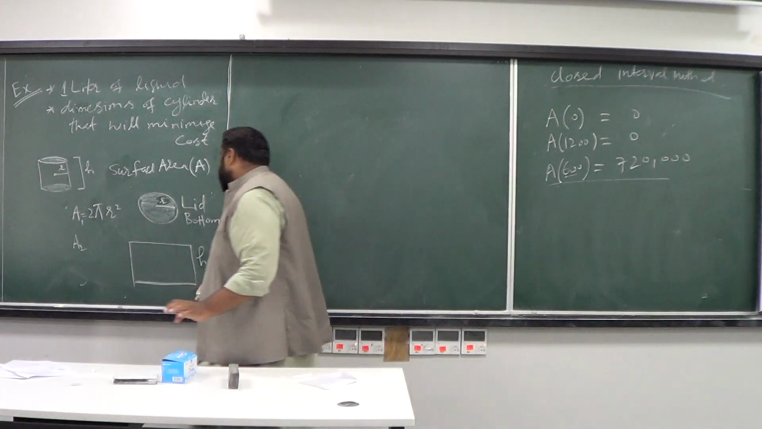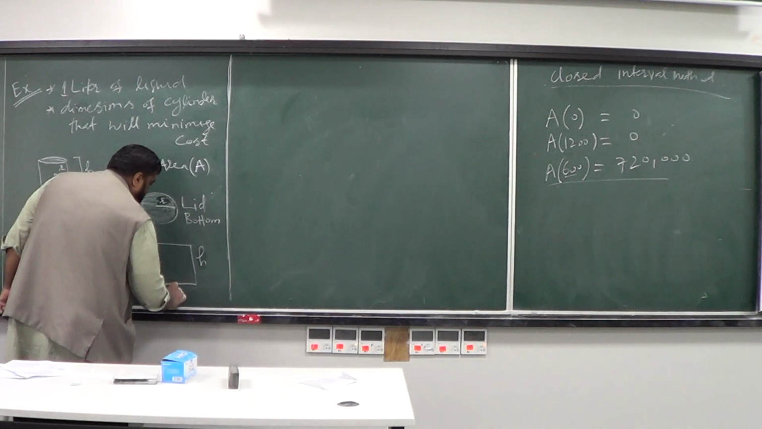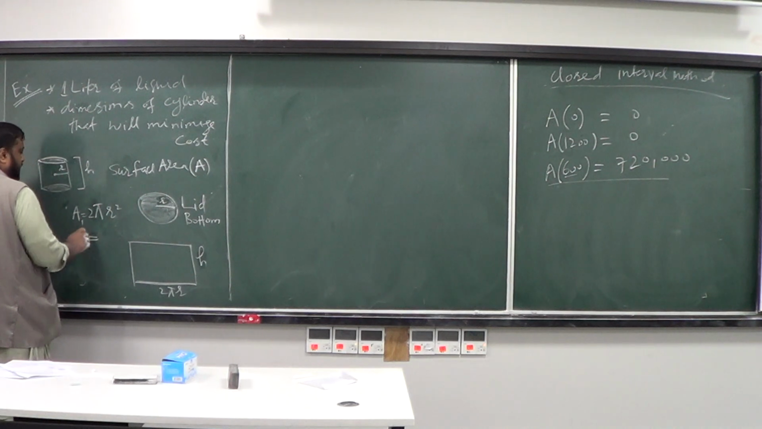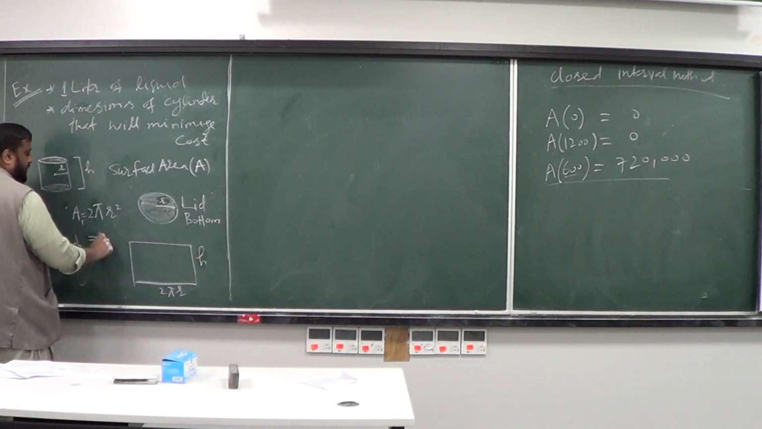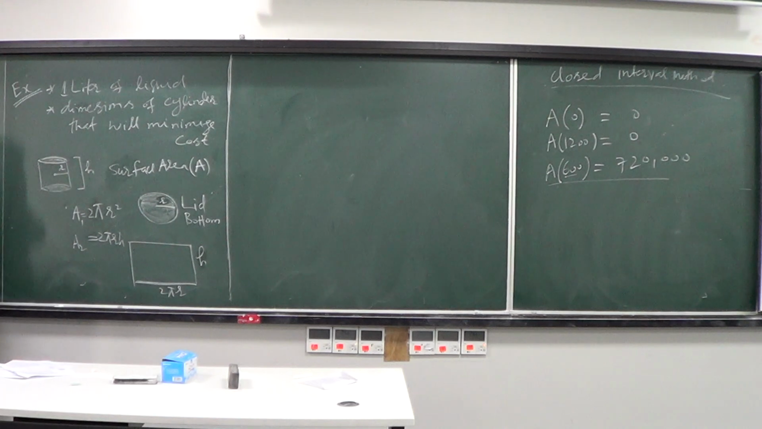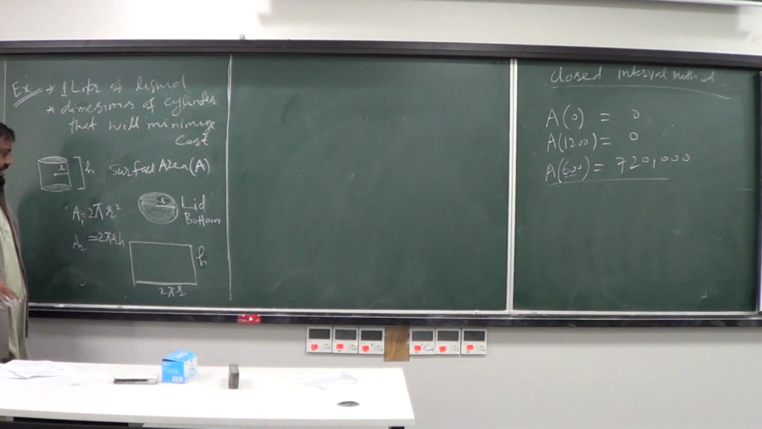So what is the circumference of the circle with the radius r? It is, for example, 2 pi r. So the surface area of the body is going to be 2 pi r h, where r is the radius and h is the height of the cylinder.